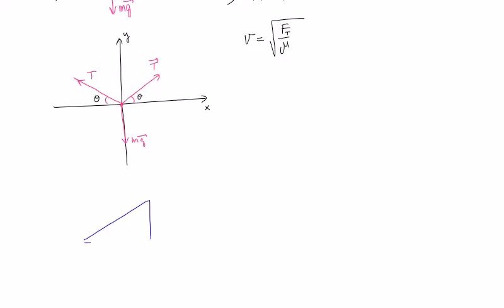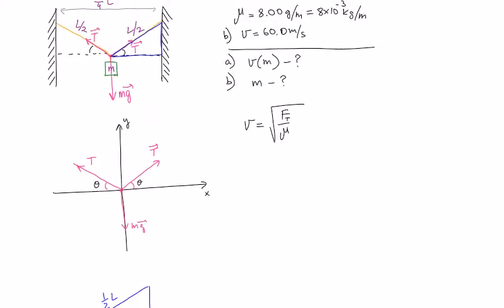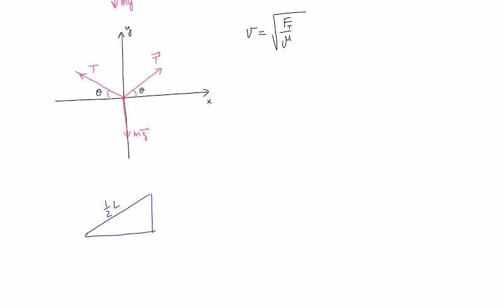So if you look, this was half of the length of the string. The other side though was half of the distance between the walls. So that would be half of the distance between the walls, which was 3/4 L. Okay, so we're looking for this angle theta.